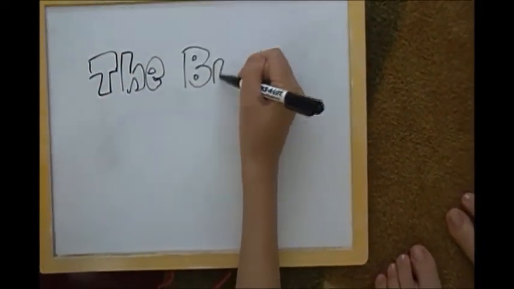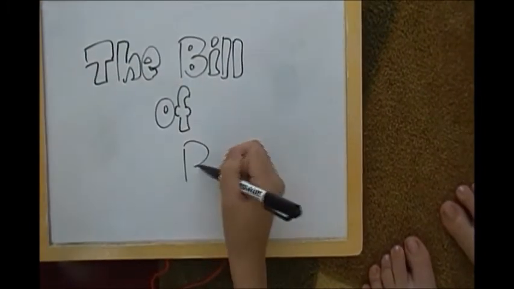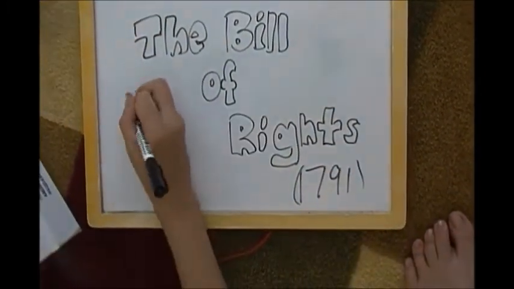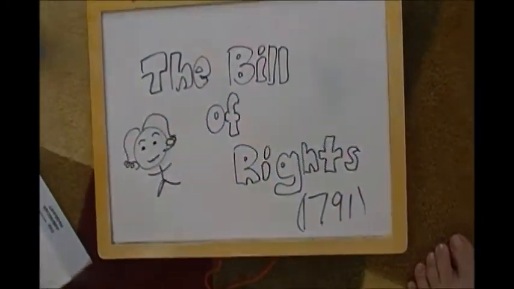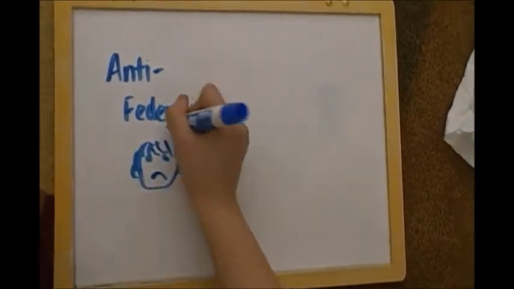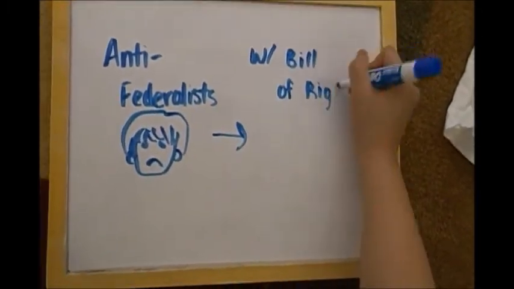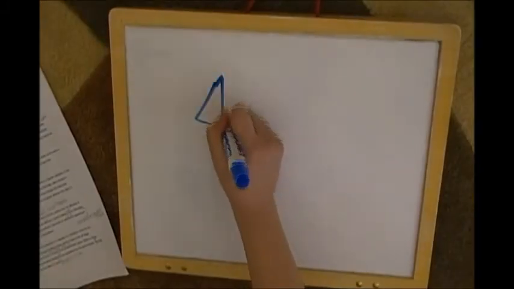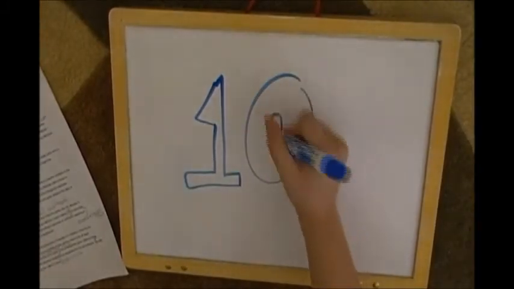The Bill of Rights was ratified in 1791, outlining the basic rights and freedoms of the citizens of the United States. The Anti-Federalists, who were initially opposed to ratifying the Constitution, supported it after the addition of the Bill of Rights. The bill contained the first 10 amendments of the Constitution.